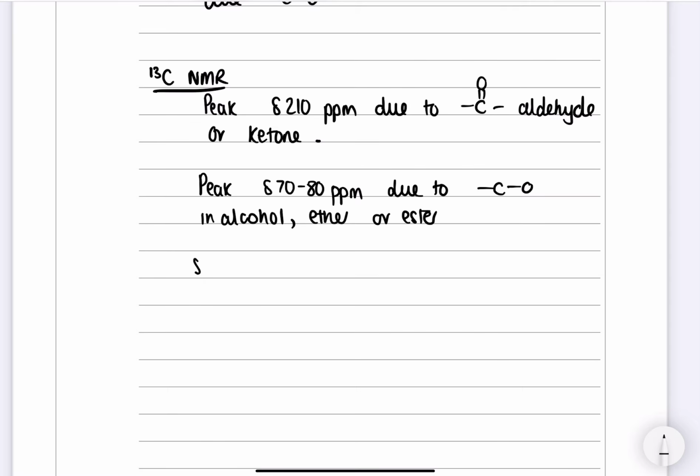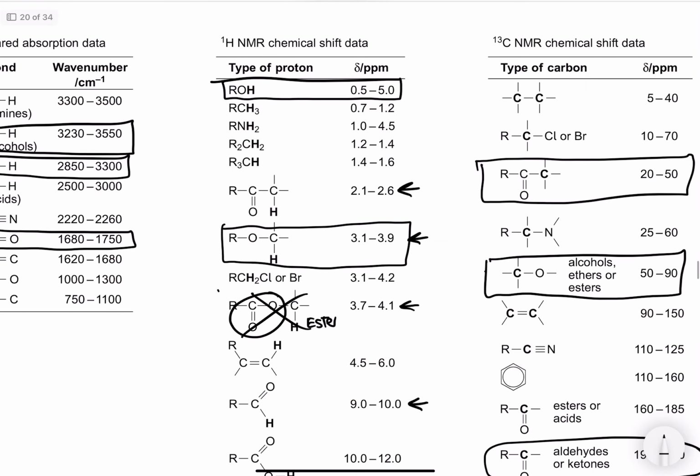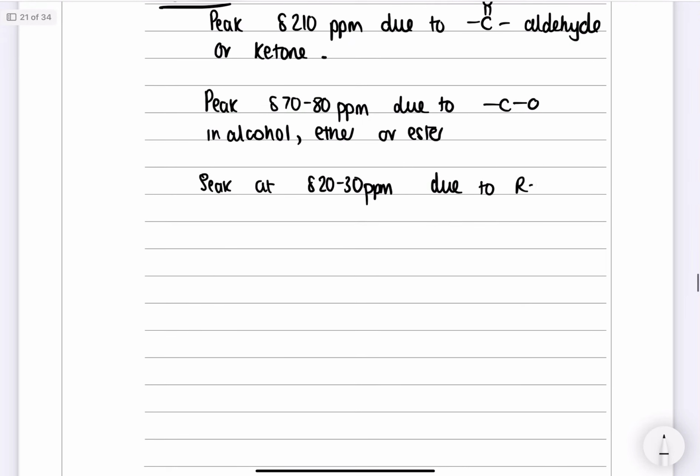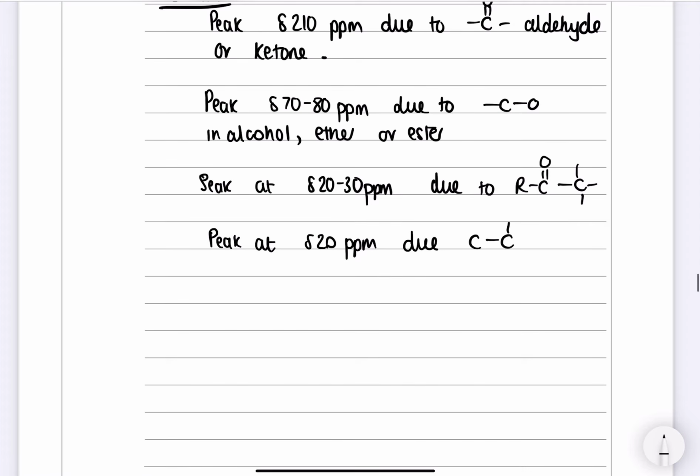We then saw that there was a peak at around 20 to 30 parts per million, 25-ish. And that was due to, if we go back to the data sheet, the C's next to a C double bond O, which is still making sense because we know we have a C double bond O. We know we have an alcohol as well. Okay, so this is all seeming to tie together. And then we had a peak at around 20 parts per million, and that was due to just carbon-carbon chains.